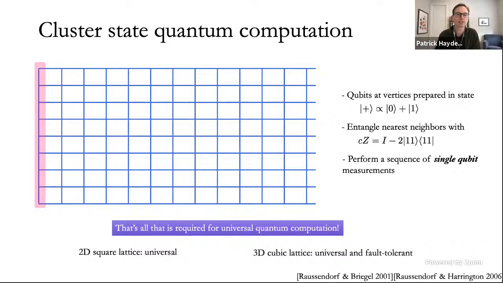Now, an important observation that was made early on was that the sequence of single qubit measurements could be organized so that you performed the measurements column by column on this cluster state. And so I made this pink vertical line here.